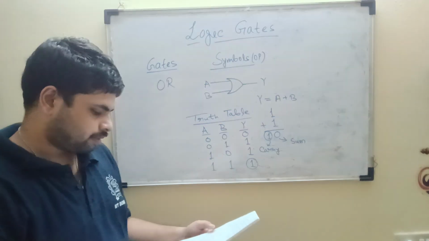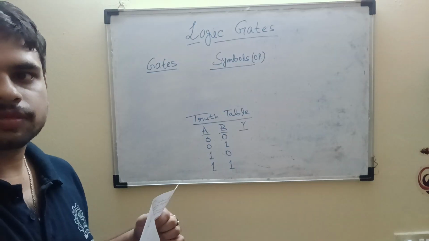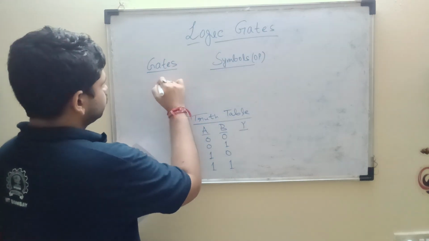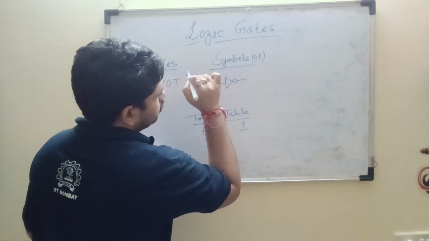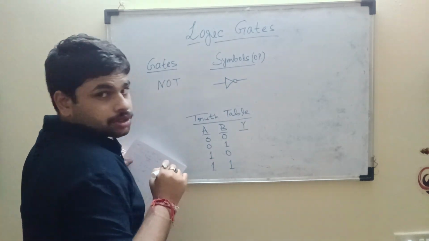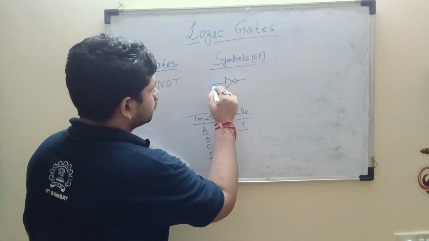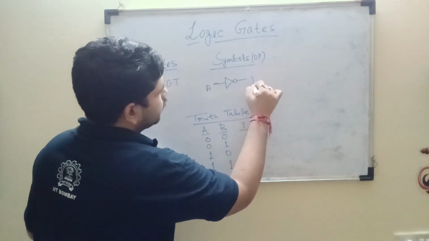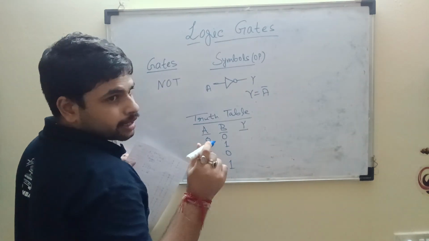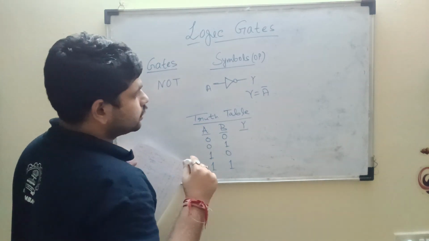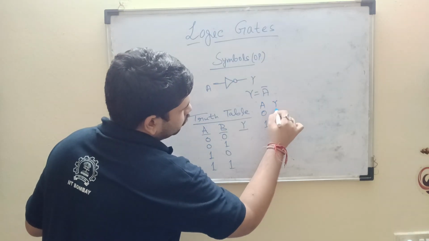So next we will do the truth table of the NOT gate. For the NOT gate, the symbol will be like this. This bubble stands for the inversion operation. If we give input A and Y is the output, then Y will be A bar. I have mentioned the output of the NOT gate earlier: if we give A as 0 and 1, Y will be 1 and 0.